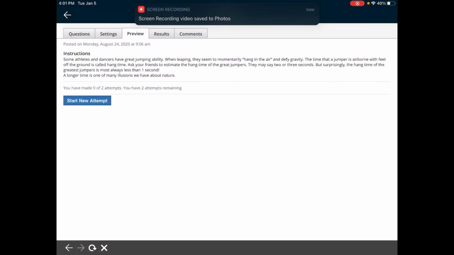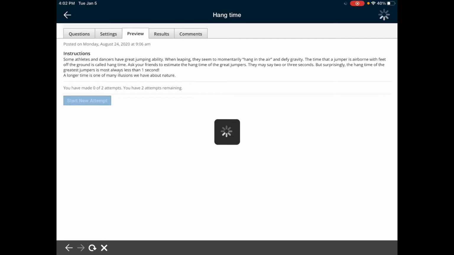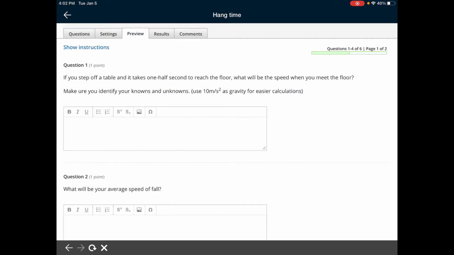So we're going to go over the hang time lab that you are going to be asked to do. First off, you do not actually need to step off of a table. The reason you don't need to actually step off of a table is that I give you a time of 1/2 second, or 0.5 seconds, to reach the floor. From there, you should be able to determine some things.